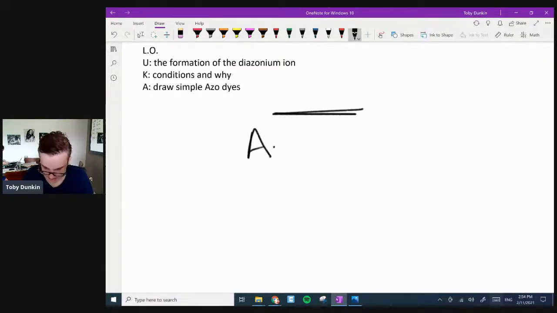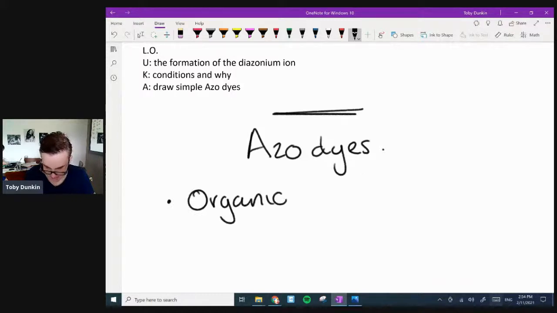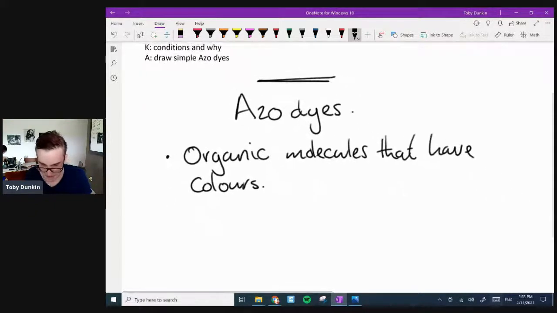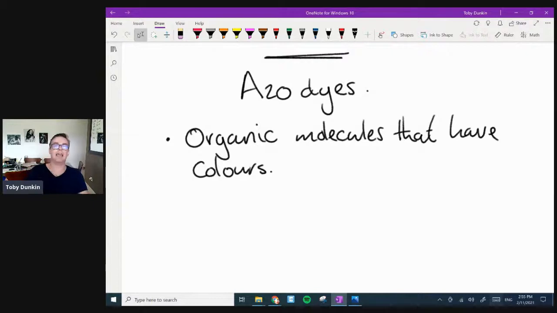So azo dyes, number 1, organic molecules that have colors. Now, the reason why I mention this is because, of course, you've been studying colors in transition metals. If you haven't seen my transition metals series, please go away and watch my transition metals series. Transition metals were one of the original synthetic colors that we used to use in paints and all kinds of stuff.